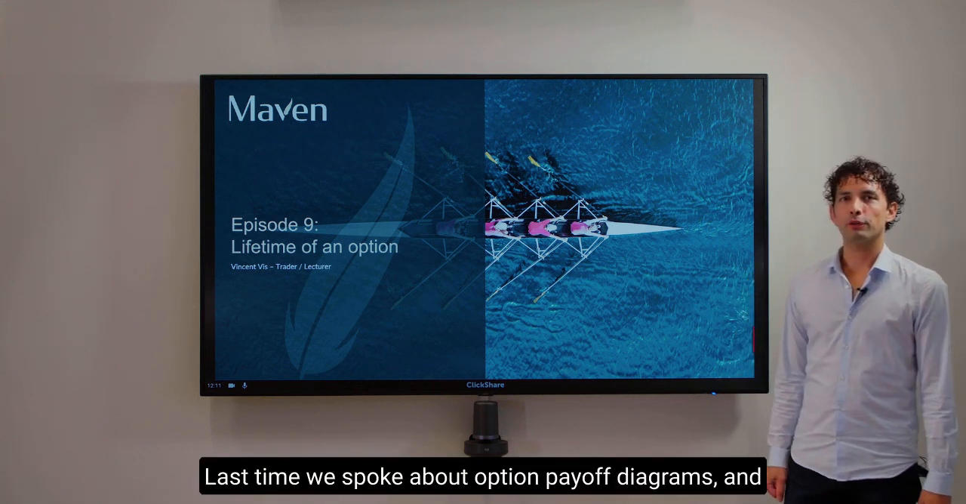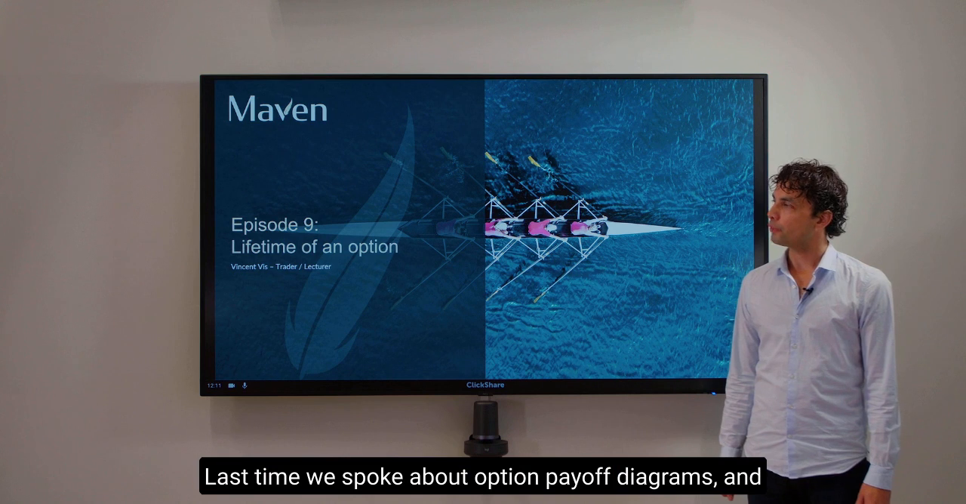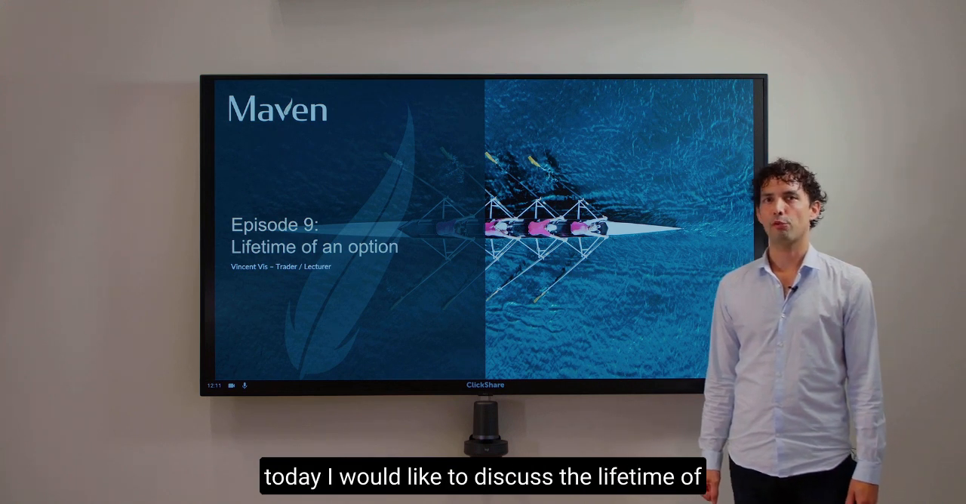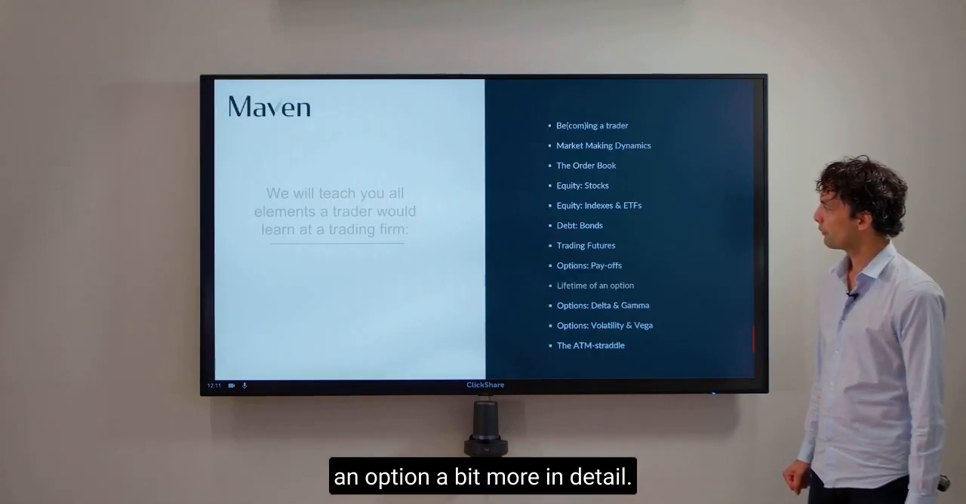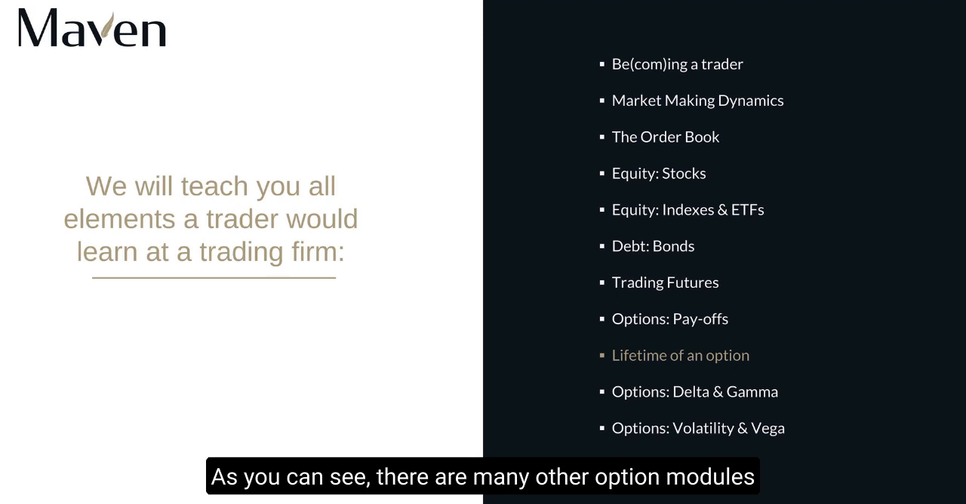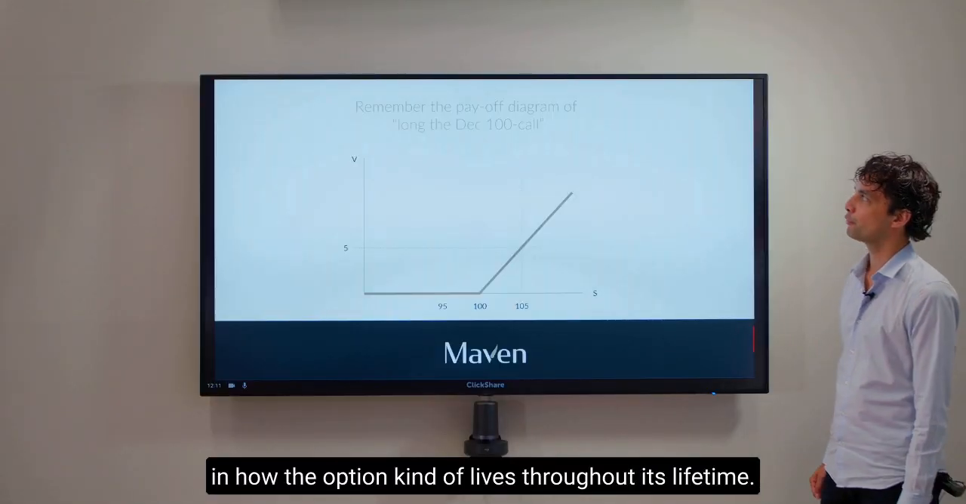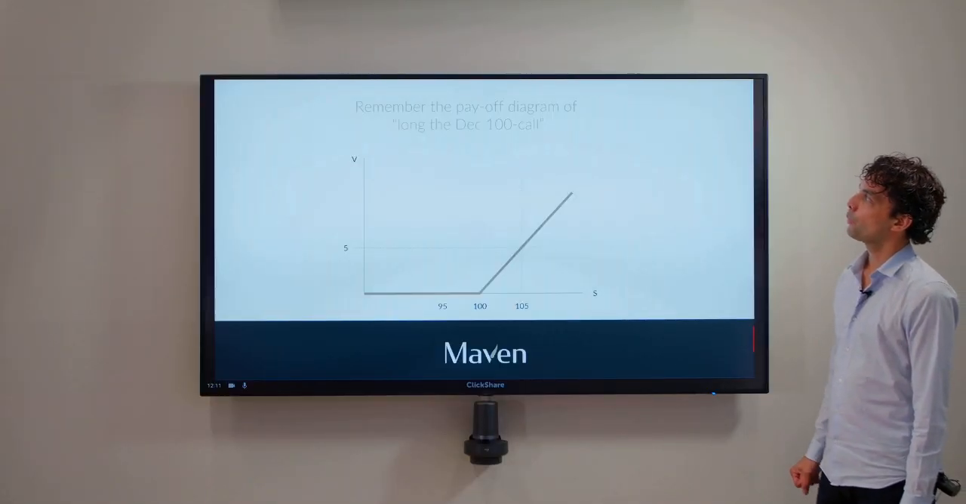Last time we spoke about option payoff diagrams, and today I would like to discuss the lifetime of an option a bit more in detail. As you can see, there are many other option modules coming, but first we need to explain a bit more how the option lives throughout its lifetime.